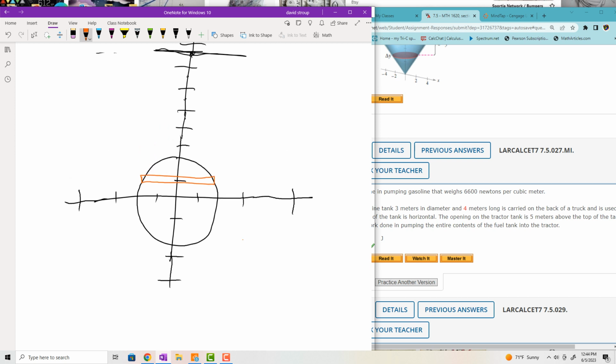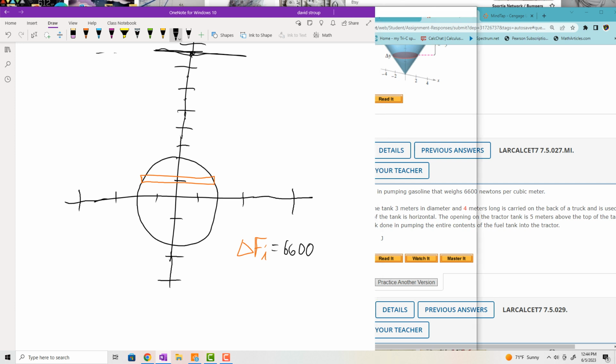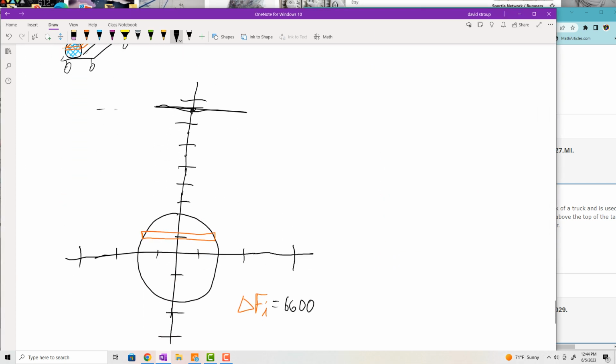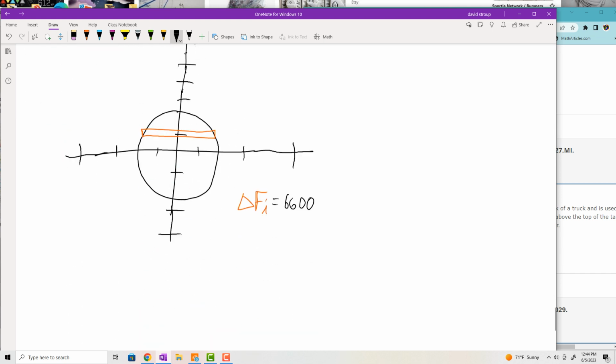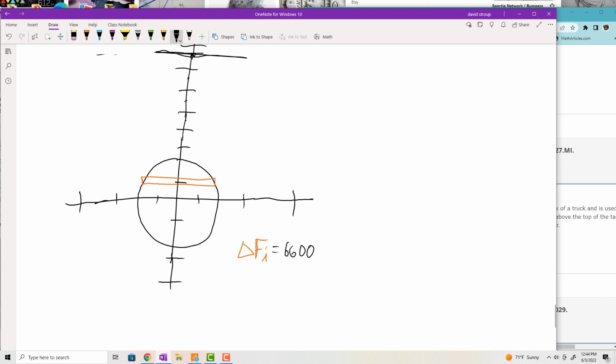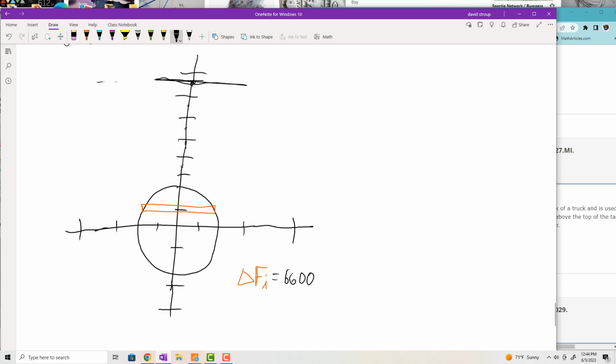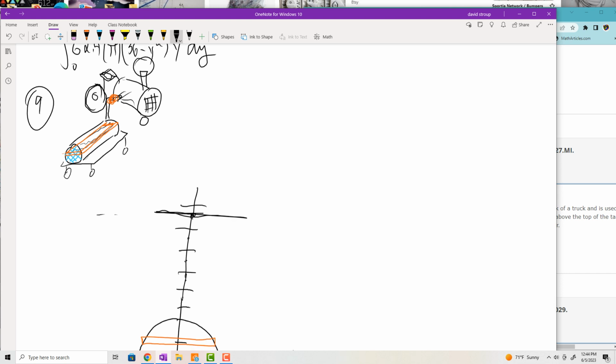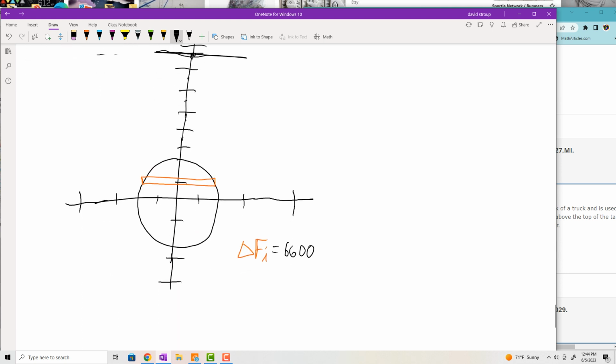Okay, so the force increment, they're giving us the density is 6,600 newtons, and then times the volume of each one of those rectangular solids. So 6,600 times that volume. So the object is a rectangular solid, so we need the length, width, and height of it.